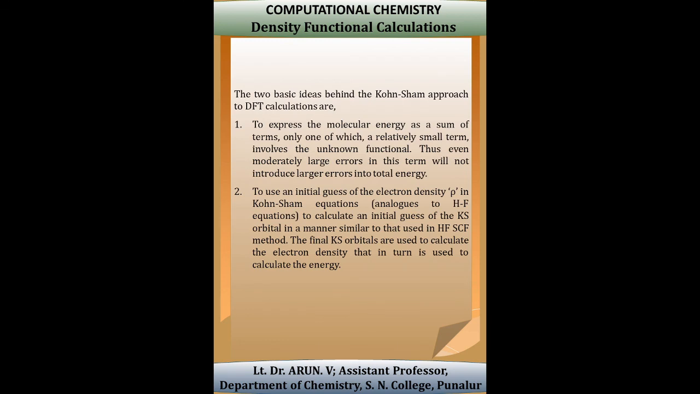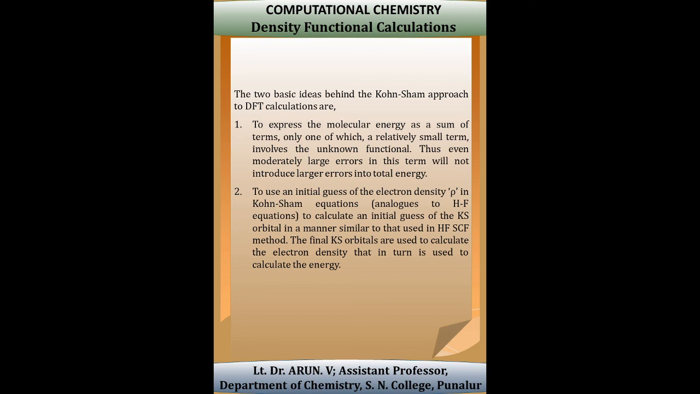The two basic ideas behind the Kohn-Sham approach to DFT calculations are: first, to express the molecular energy as a sum of terms, only one of which, a relatively small term, involves the unknown potential. Thus, even moderately large errors in this term will not introduce large errors into the total energy.